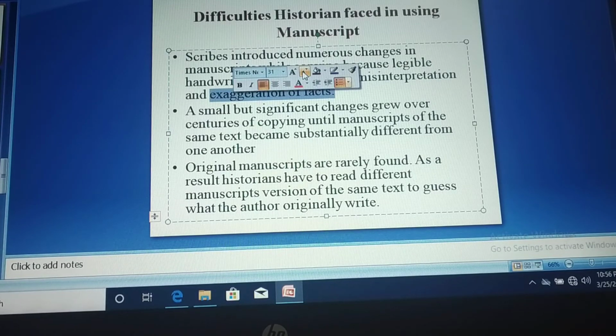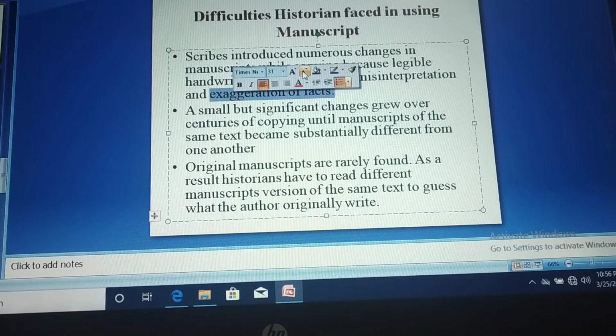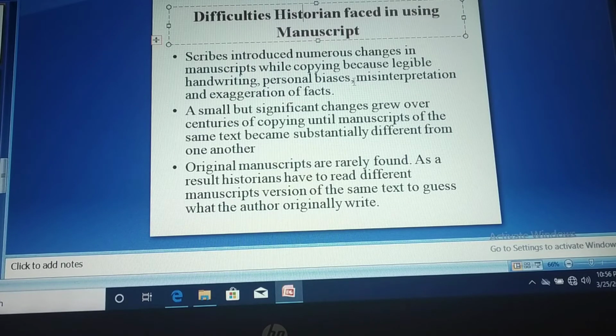And the third is exaggeration of facts. At times, to make their employer happy, they exaggerated the facts, especially when they were writing about wars. They wrote as if he was the only sole ruler and the other side's ruler was of no power. They exaggerated things while writing. So yes, it is a bit difficult to get information, because most of the time it is exaggerated and misinterpreted, and personal biases are strongly present in most of the manuscripts.